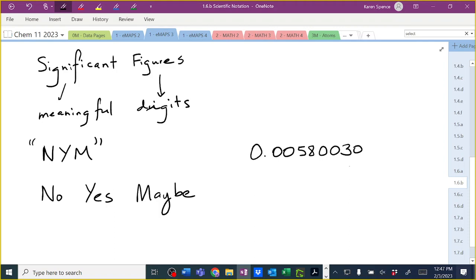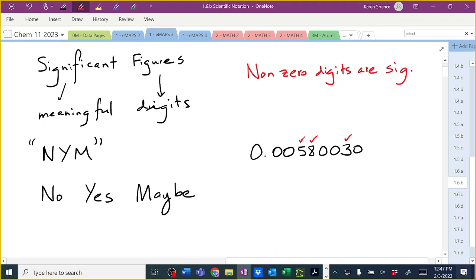The easiest part of sig figs is non-zero digits. Non-zero digits are always significant. So the 5 is significant, the 8 is significant, and the 3 is significant. Those are all non-zero digits. And I get tired of writing the word significant, so I'm just going to write sig. They are significant.